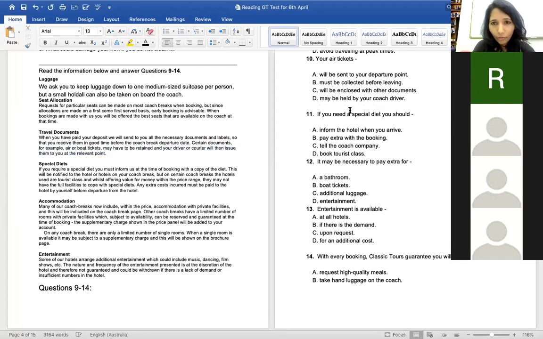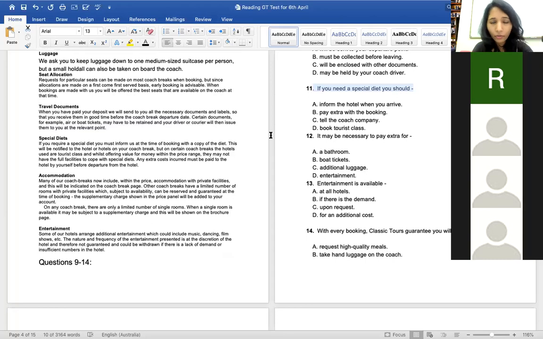So you read your question statement, try to understand it, skim through the options, and try to locate where this information is. So first we read this. If you need a special diet, you should. Special diet is our keyword. We skim through, and we find this has a heading, and we know special diet will be located only here. Now we read the choices: inform the hotel, pay extra when booking, tell the coach company, and book tourist class.